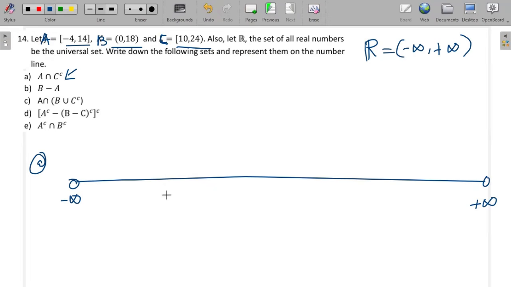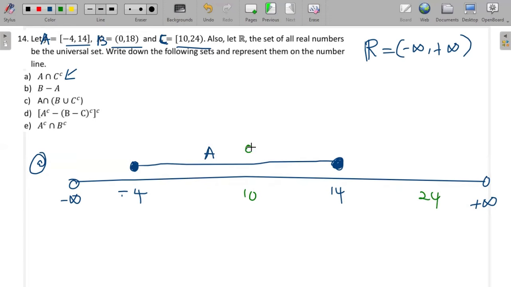So A is minus 4 to 14. And you can see we have square bracket, square bracket. So shade A. Okay, what about C complement? So for us to get C complement, we first have to plot C. So C is coming from 10 to 24. The 10 is included, but the 24 is not. So this is my C.